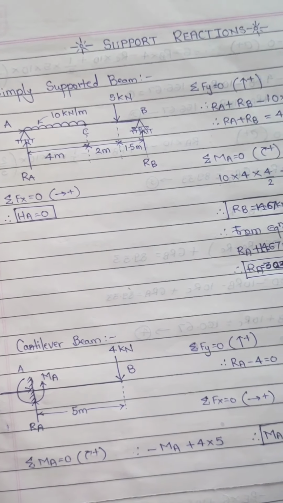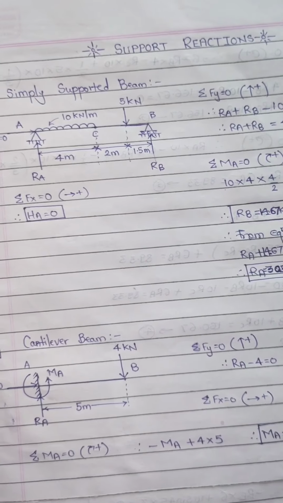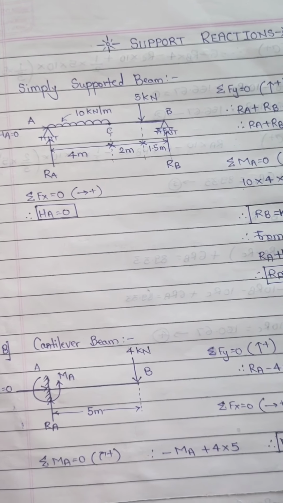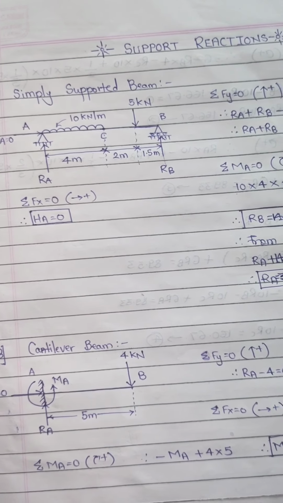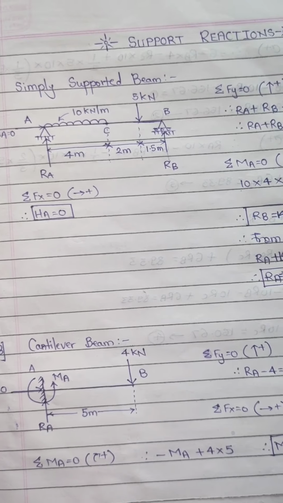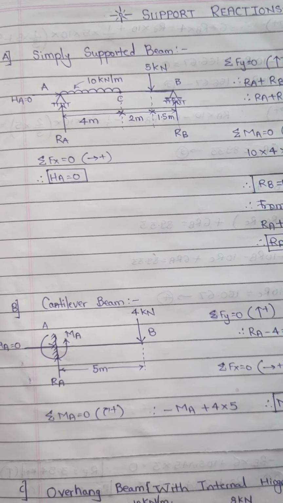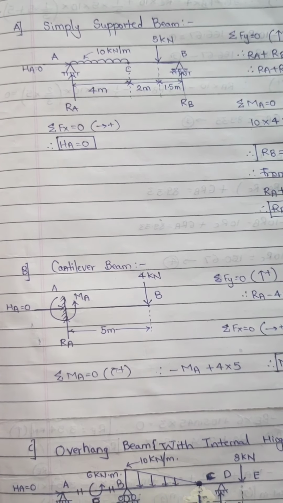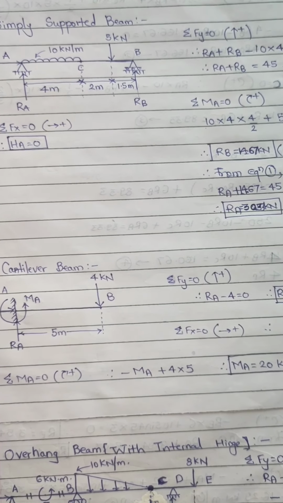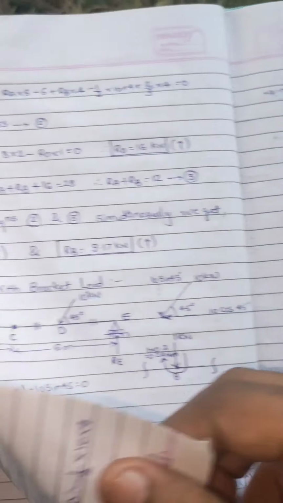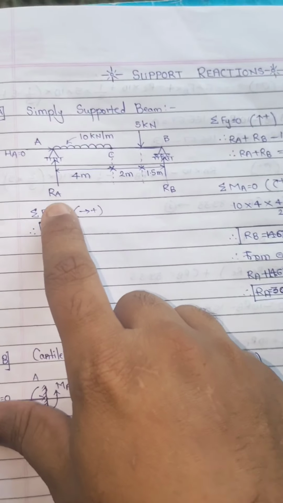Now, this particular topic is very much important for the engineering students who are doing degree and diploma, for subjects like engineering mechanics, then theory of structures, you can call it TOS, or there is one more subject, MOS. So basically I have divided this model into four parts: simply supported beam, cantilever beam, overhang beam with internal hinge, and the last one is continuous beam with bracket load. So the very first part is simply supported beam.